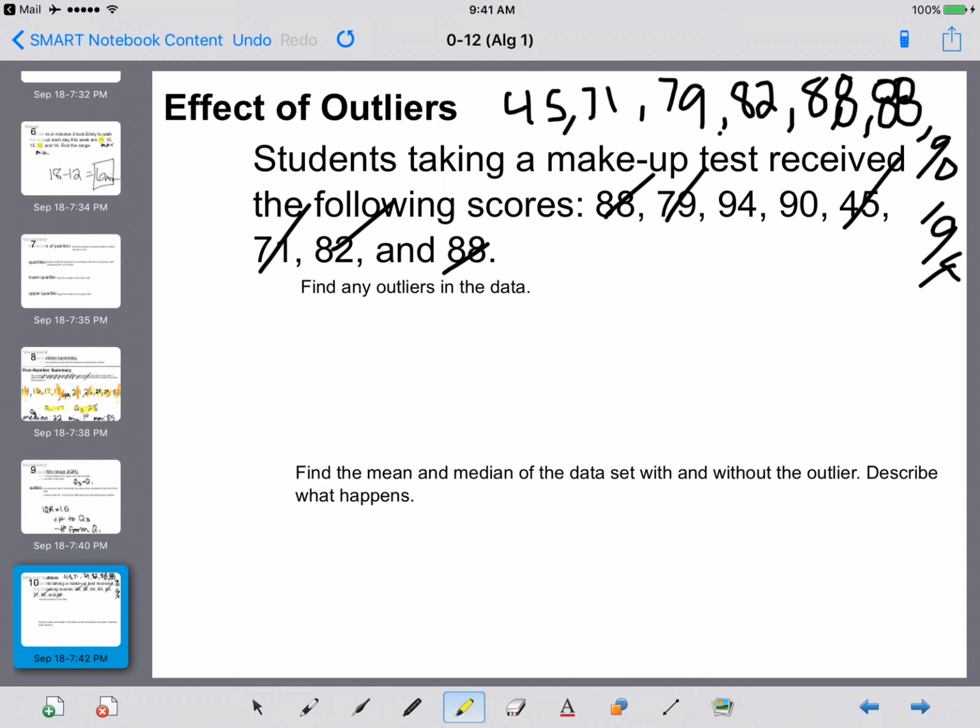94. So, to find the outliers, first thing we need to do is figure out our interquartile range. To figure out our interquartile range, we need our quartiles. So I'm going to figure out the median. Oops, I double tapped that one there. Big, small. Our median is somewhere in between 88 and 82. So that would be 88 plus 82 divided by 2 to get us 85.